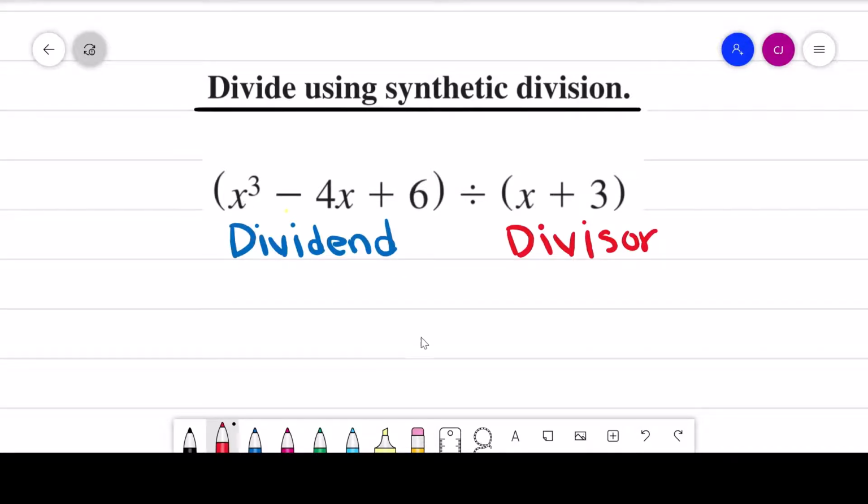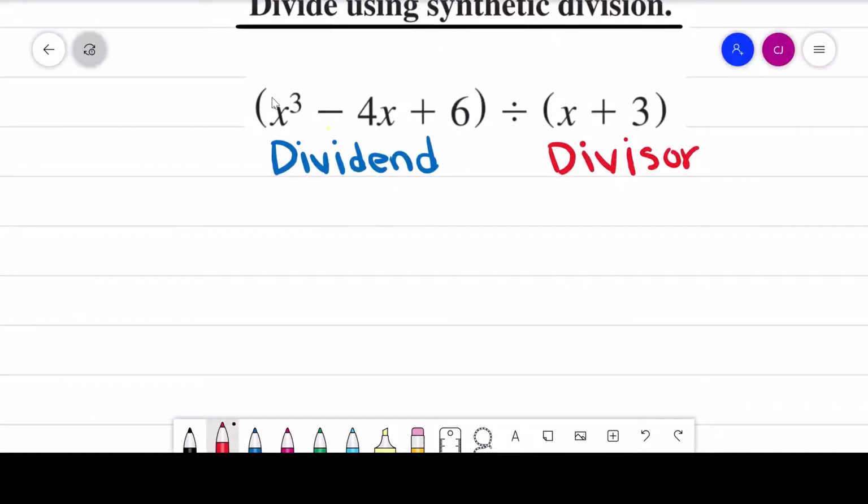And you'll notice here, I'm going to rewrite my dividend because I'm missing a term. I'm missing x to the second power. And if you remember in the previous video when we did long division, whenever you're missing a term, you have to put in a placeholder. So I'm going to go ahead and rewrite my dividend so that I include that placeholder. So another thing that I like to do is include my phantom ones for synthetic division. So I'm also going to write them in as well.